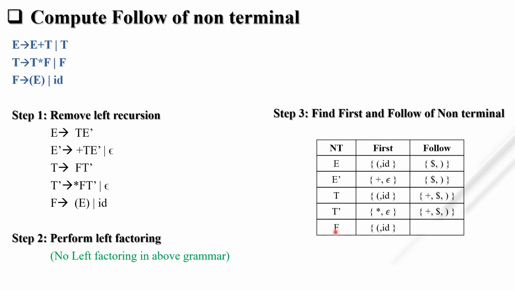Now we have to find the follow of F. What is the follow of F? Here F is there, and F's follow is a non-terminal, so we have to check the first of this T dash. What is the first of T dash? This star and null, so we put star first and we put null. If we put null in the place of this T dash, what is the follow of F? Nothing, so we have to put T's follow in F. So star will be there first, and what is the follow of T? Plus, dollar and closing bracket.